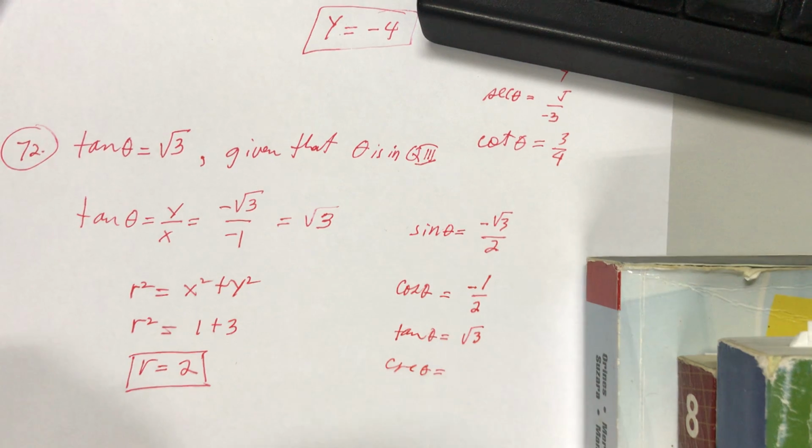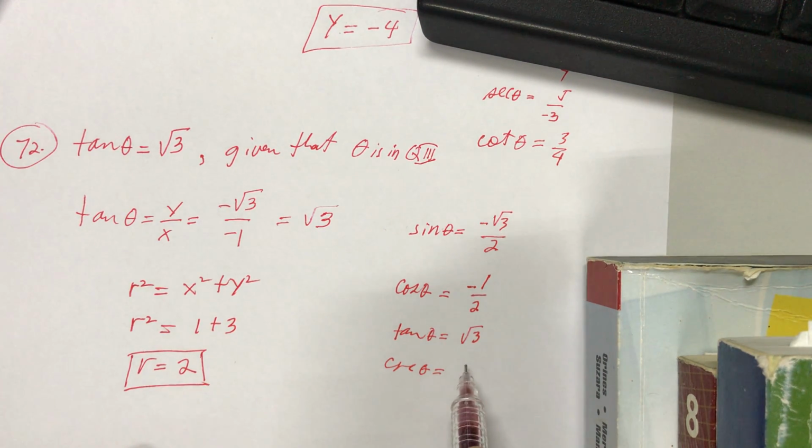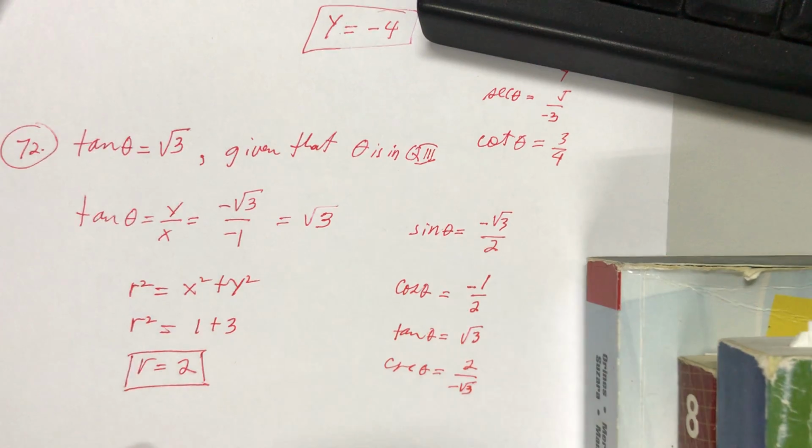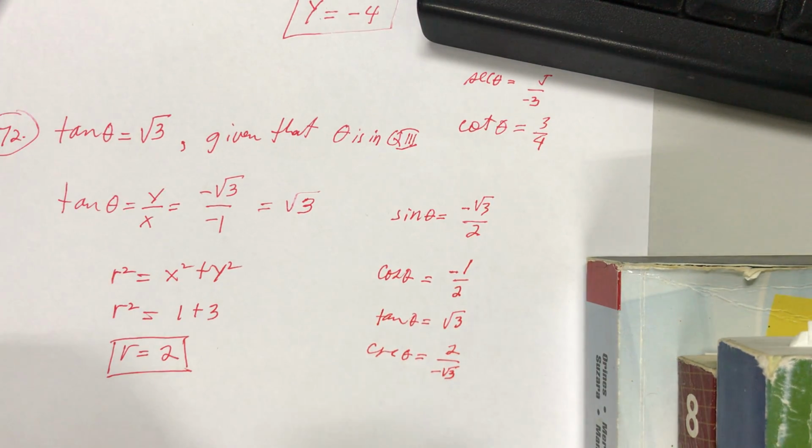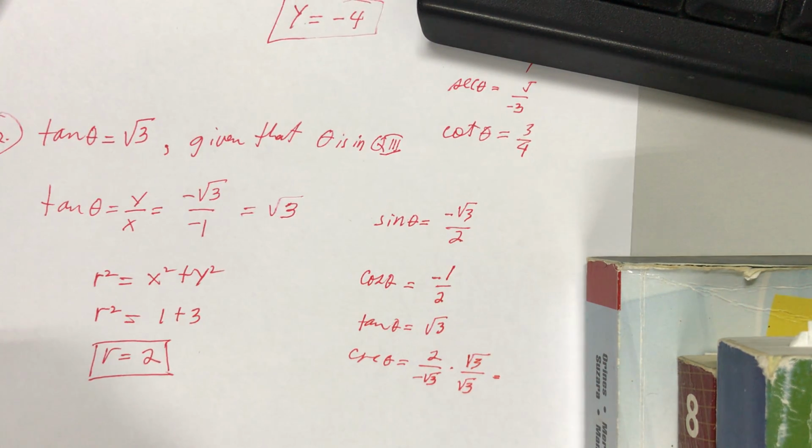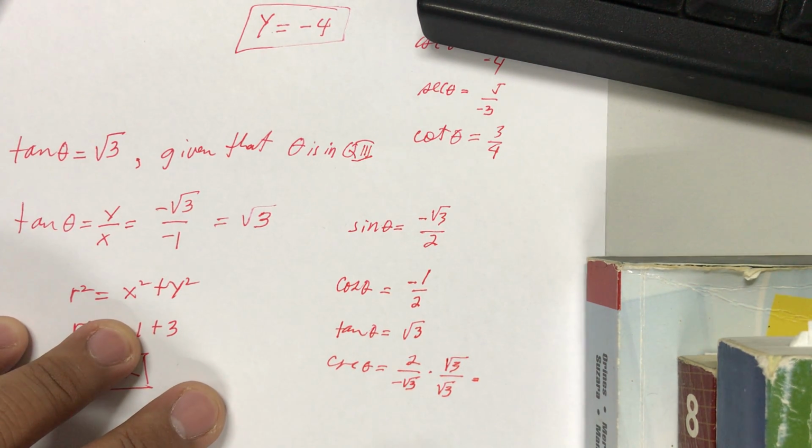Cosecant theta, which is the reciprocal of sine theta, would be 2 over negative square root of 3. Since there is a radical in the denominator, an irrational number, you need to rationalize the denominator by multiplying both numerator and denominator by square root of 3. Are you changing the value of the expression when you multiply by square root of 3 over square root of 3? The answer is no, since square root of 3 over square root of 3 is equal to 1.